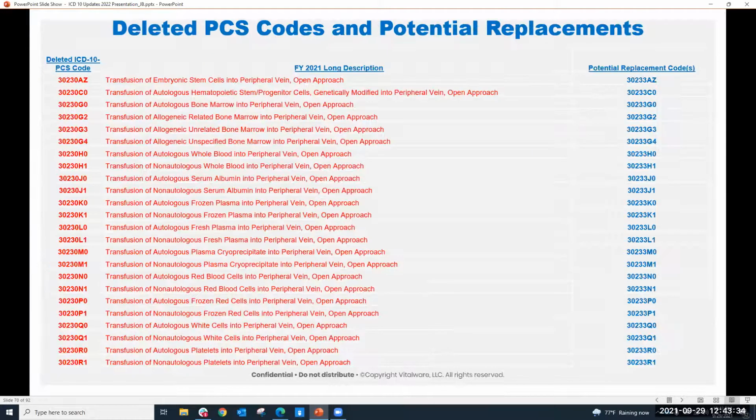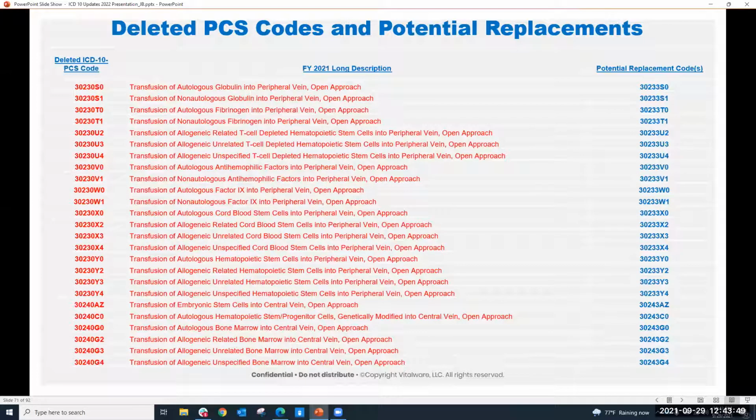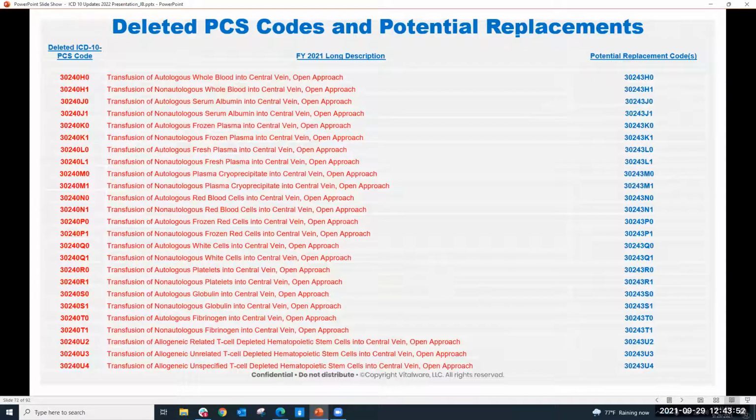Okay, so now I have several slides of deleted PCS codes and potential replacement codes. So I just have this here for you as a reference so that if you aren't sure what to replace one of these deleted codes with, you have it here. I'm just going to go through these.